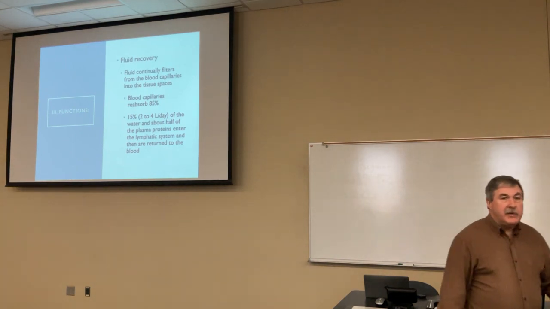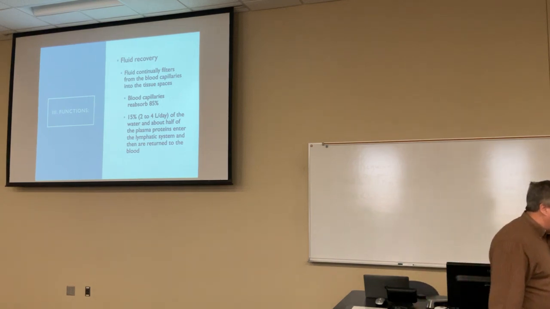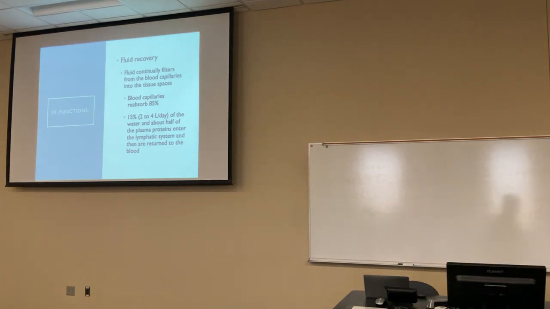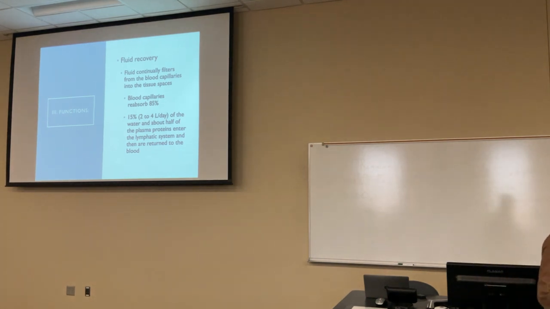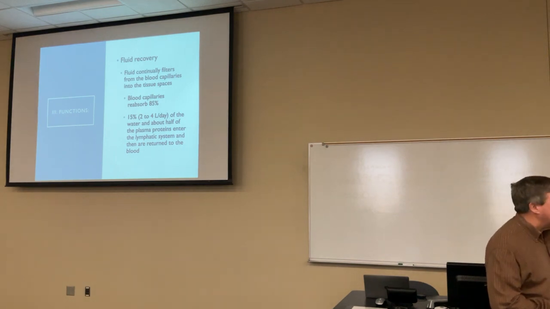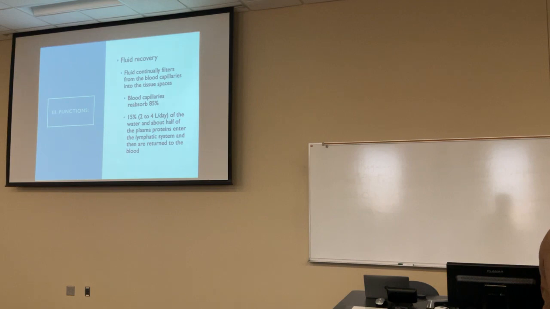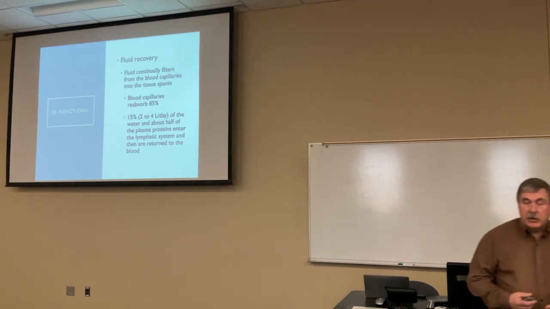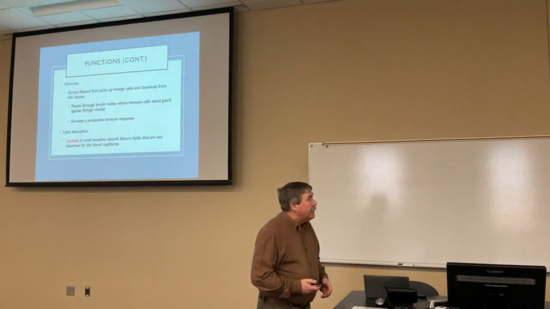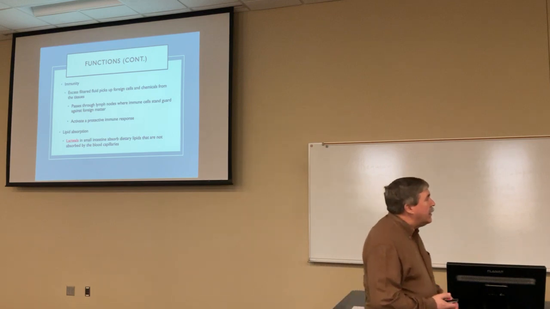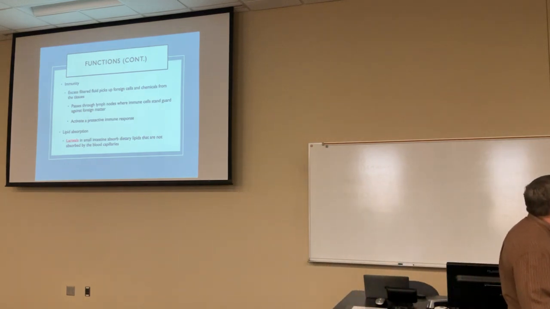But that leaves 15% of the fluid that leaks out of the blood in the interstitial spaces, which is the fluid-filled space between cells, and that includes about half of the plasma proteins that escape from the capillaries. The lymphatic system returns that fluid back to the closed circulatory system. A second function of the lymphatic or lymphoid system is immunity, providing immunity to infection.